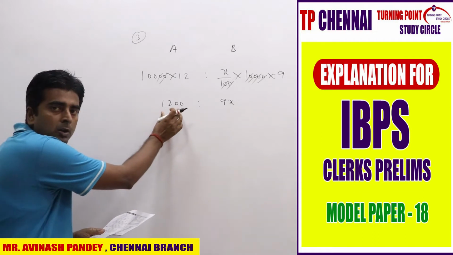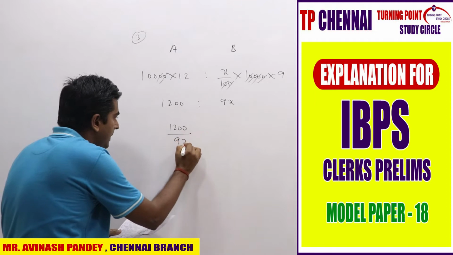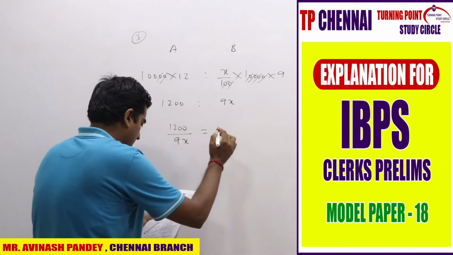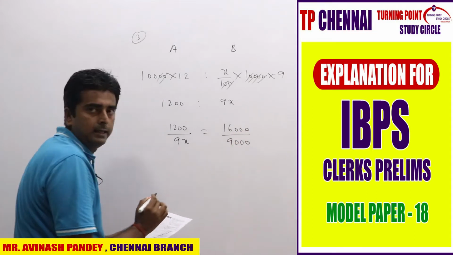Total profit is 25,000, B's share is 9,000, then A's share will be how much? 16,000. So now I am writing profit of A divided by profit of B. So 120,000 divided by 9x is equal to profit of A, which is nothing but 16,000, and B's profit is nothing but 9,000, right?